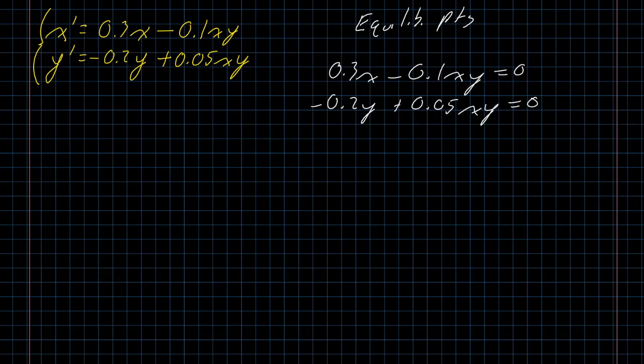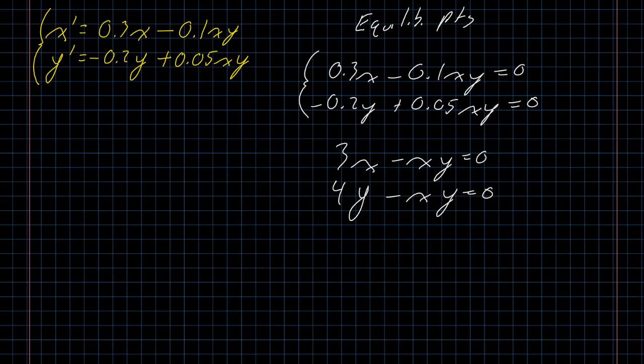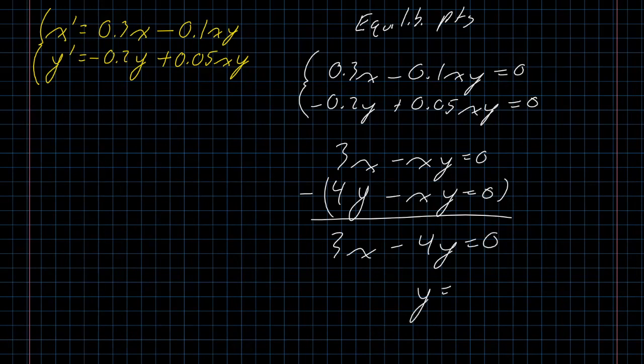But one of the things that I see pretty quickly is that if I take the first equation and multiply by 10, and I take the second equation and multiply by negative 20, I can then subtract these two equations and get that 3x minus 4y equals 0, which is the same thing as saying that y is equal to 3/4 x. So my equilibrium points are going to be along this line.